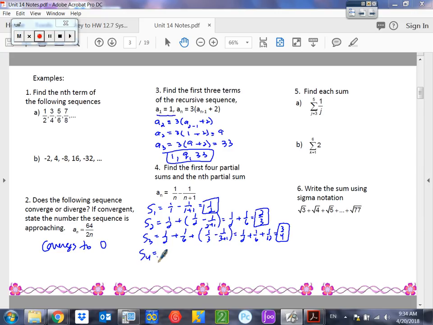So I take the first term, so a sub 1 is 1/2, plus a sub 2 is 1/6, plus a sub 3 is 1/12. And I'm going to add the fourth term to it, which is 1 over 4 minus 1 over 4 plus 1. So that's the first term plus the second term plus the third term plus the fourth term, which is 1 over 20. And that gives me my fourth partial sum of 4/5.